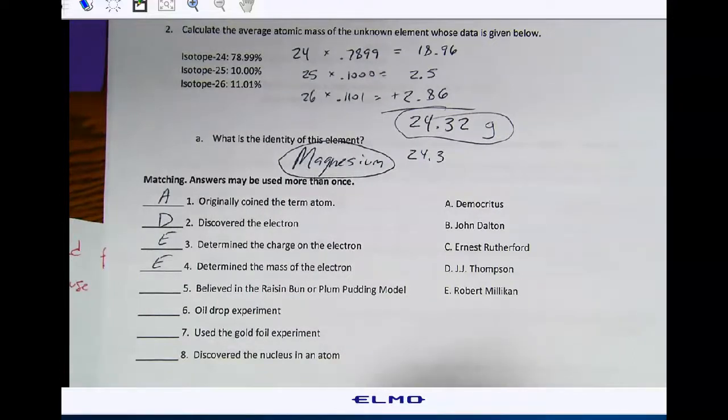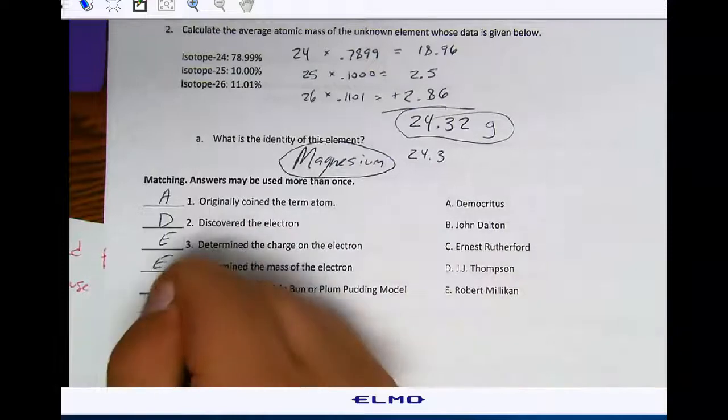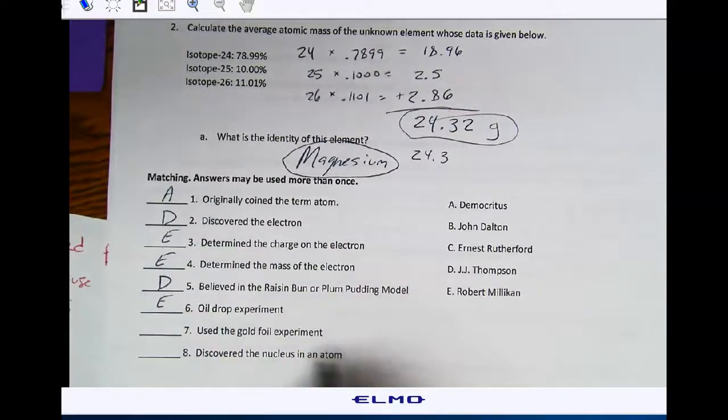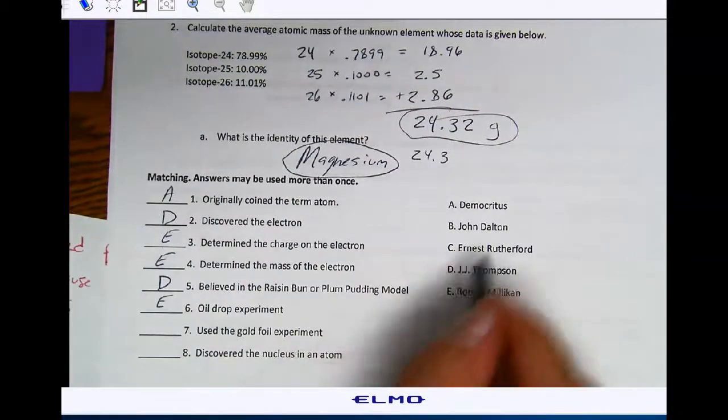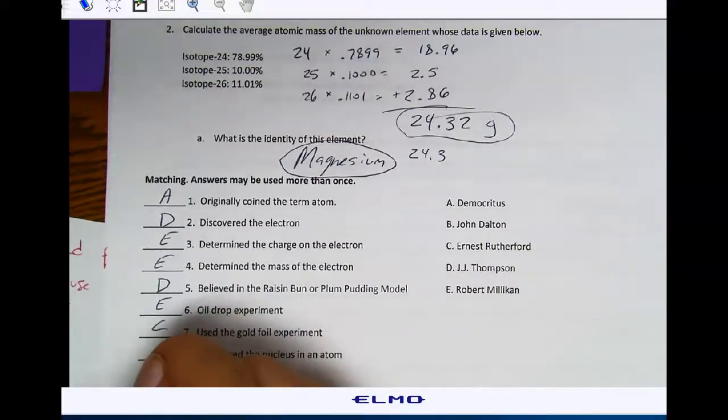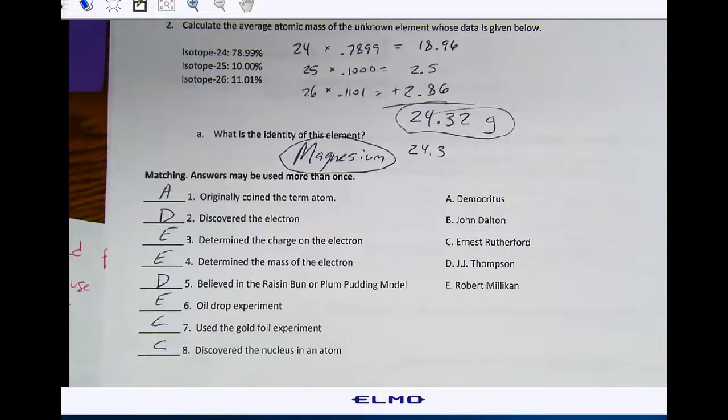Who believed in the plum pudding model? That was my man J.J. Thomson. Who did the oil drop experiment? That was Robert Millikan. Who used the gold foil experiment? That was Ernest Rutherford. And who discovered the nucleus? That was once again Ernest Rutherford.